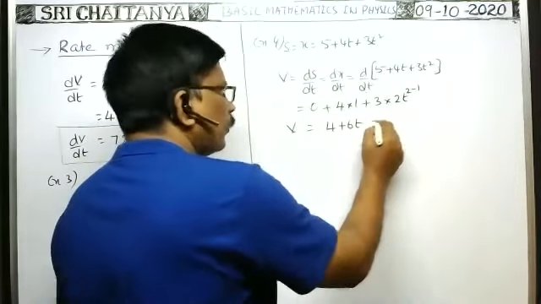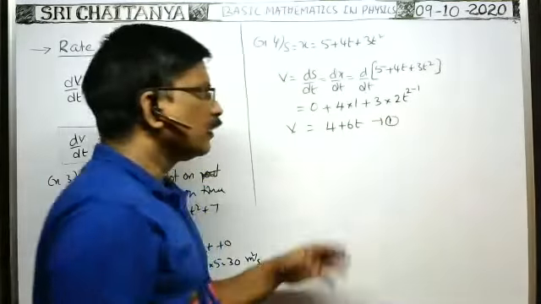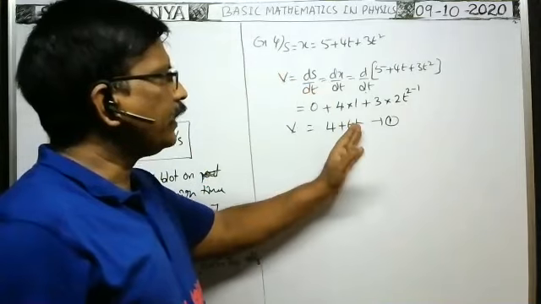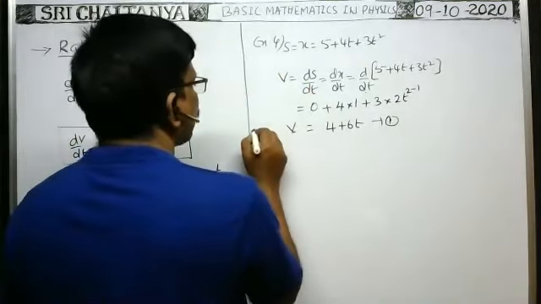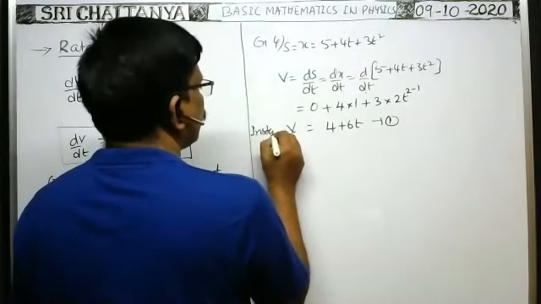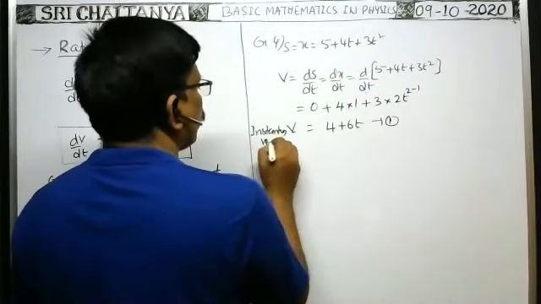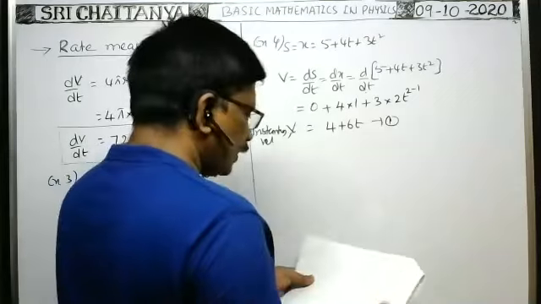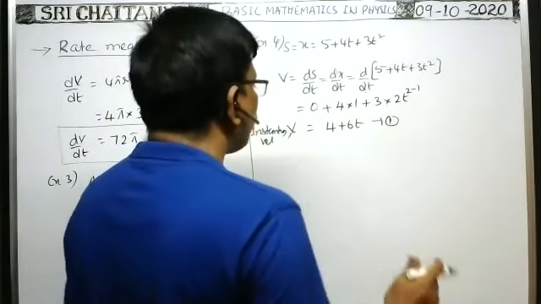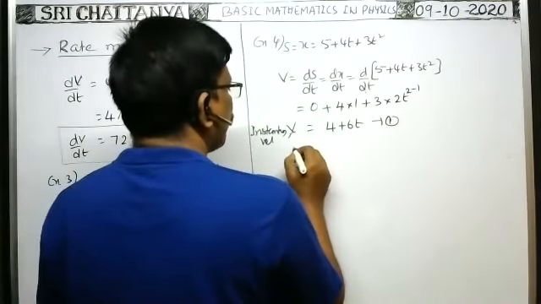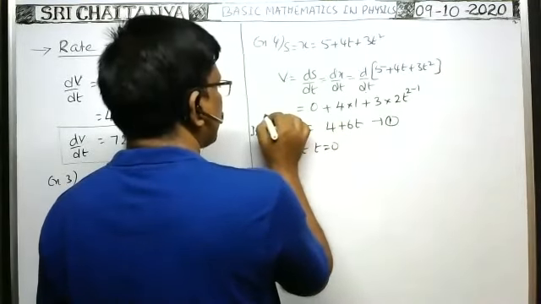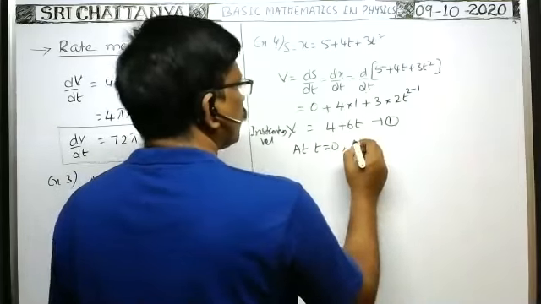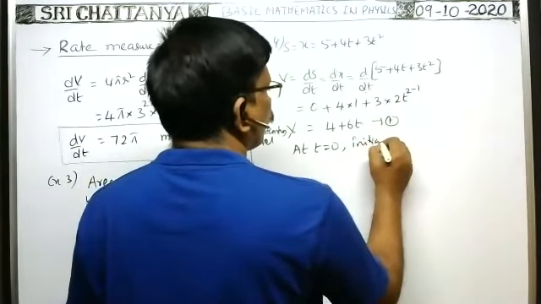This is the velocity of the body at any time t. That is called the instantaneous velocity. Here they asked for the initial velocity. Initial velocity means at t = 0.